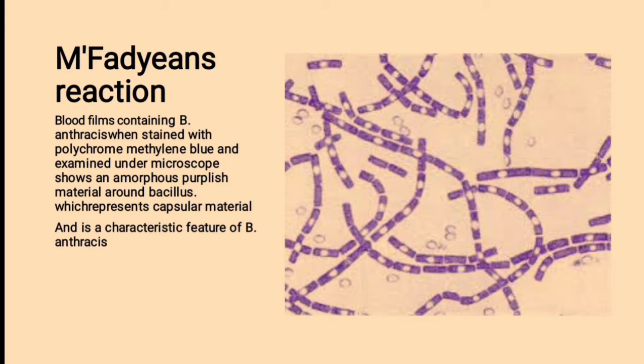Then M'Fadyean reaction. It's the most important reaction in the case of Bacillus anthracis. The blood films containing Bacillus anthracis when stained with polychrome methylene blue and examined under microscope show an amorphous purplish material around the bacillus which represents capsular material and is a characteristic feature of Bacillus anthracis. This is the picture of M'Fadyean reaction. This always looks like bamboo stick appearance and capsular material is seen outside the bacillus.